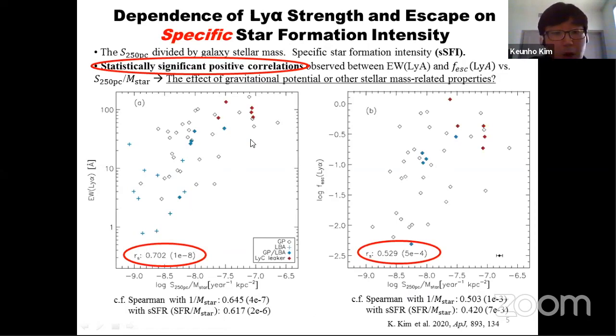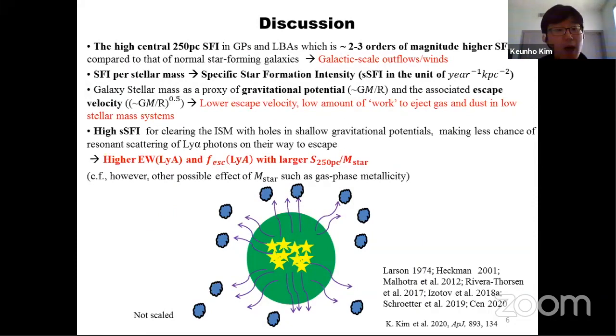Also, interestingly, among our sample of Green Peas, the confirmed Lyman continuum leakers show high specific star formation intensity compared to the rest of the sample galaxies. The discussion is the high central star formation intensity in Green Peas and LBAs, which is typically 2 to 3 orders of magnitude higher than typical star-forming disk galaxies, satisfying the physical condition for generating galactic scale winds.